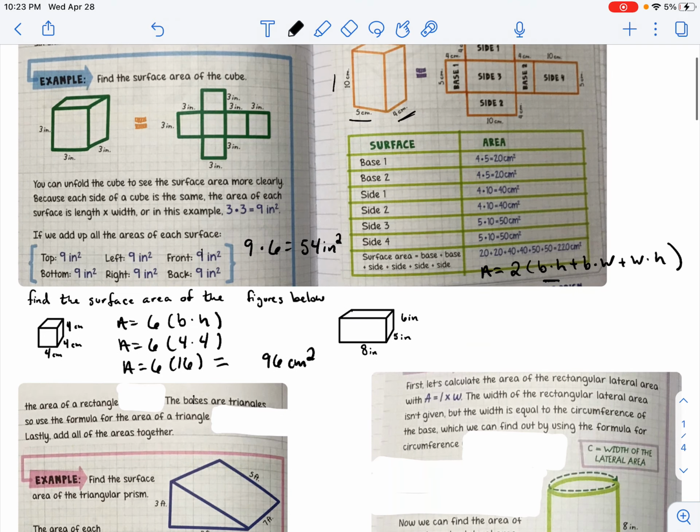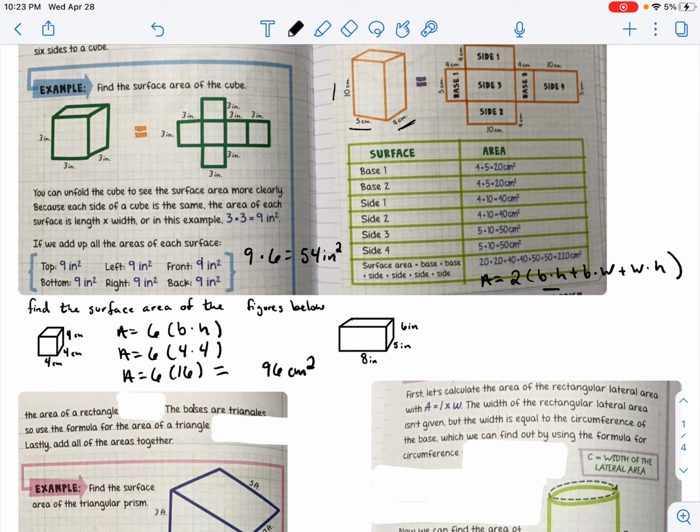All right, so another example. This one we're not going to have the net, but we have our 3 dimensions. So I'm going to use this equation right here. My area of the net formed from this rectangular prism is going to equal 2 times my base times height plus base times width plus width times height.